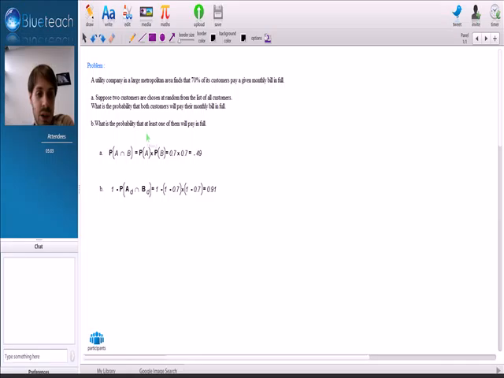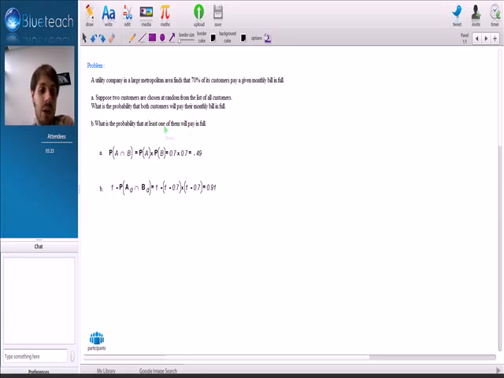And the second question can be solved a little differently. Basically, the idea is the probability of at least one of them paying in full. What's the opposite of that event? The opposite of that event is actually none of them paying in full, right?